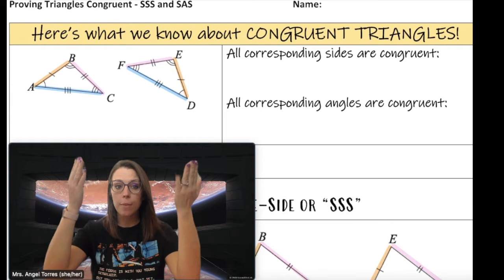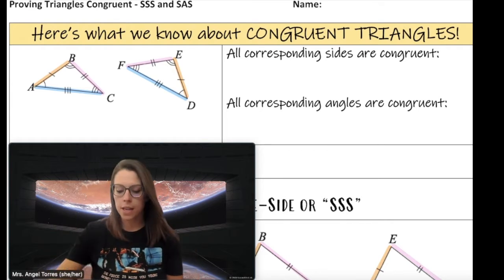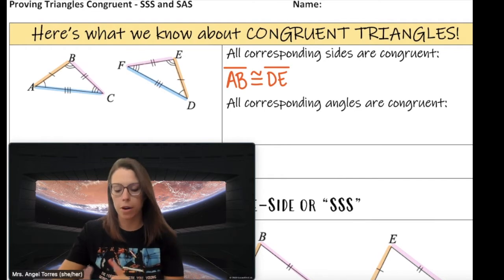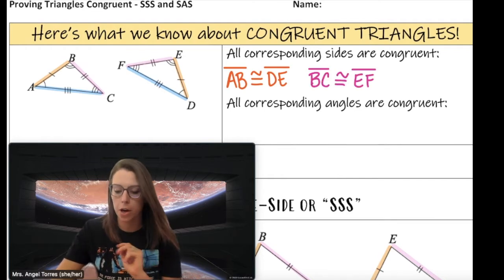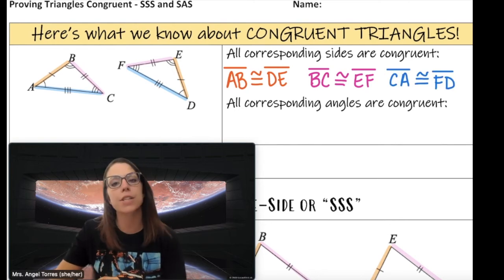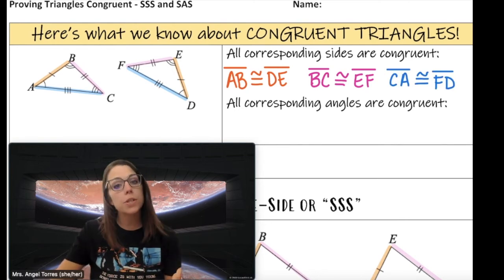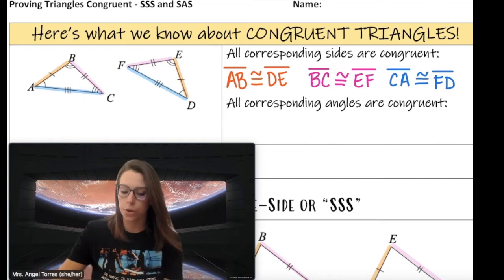In the diagram above, we can tell which sides correspond based on the number of tick marks. AB is congruent to DE because each of those has one tick mark. BC is congruent to EF because they have two tick marks, and CA is congruent to FD because they have three tick marks. We also know that all of the corresponding angles of congruent triangles are also congruent.